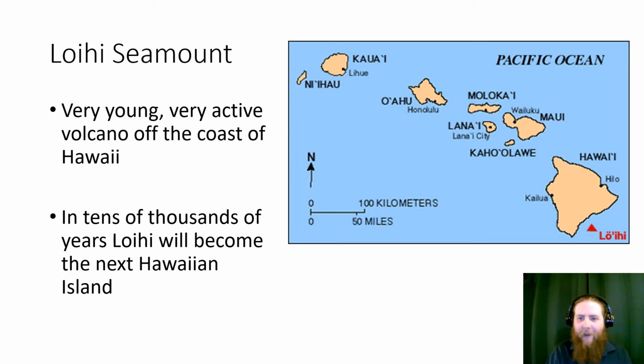The Lohi Seamount is a very young, very active volcano off the coast of Hawaii. In tens of thousands of years, it will become our next Hawaiian island. You can see that these Hawaiian islands are moving this way. This chain is moving this way over this hot spot. So this one should form here.